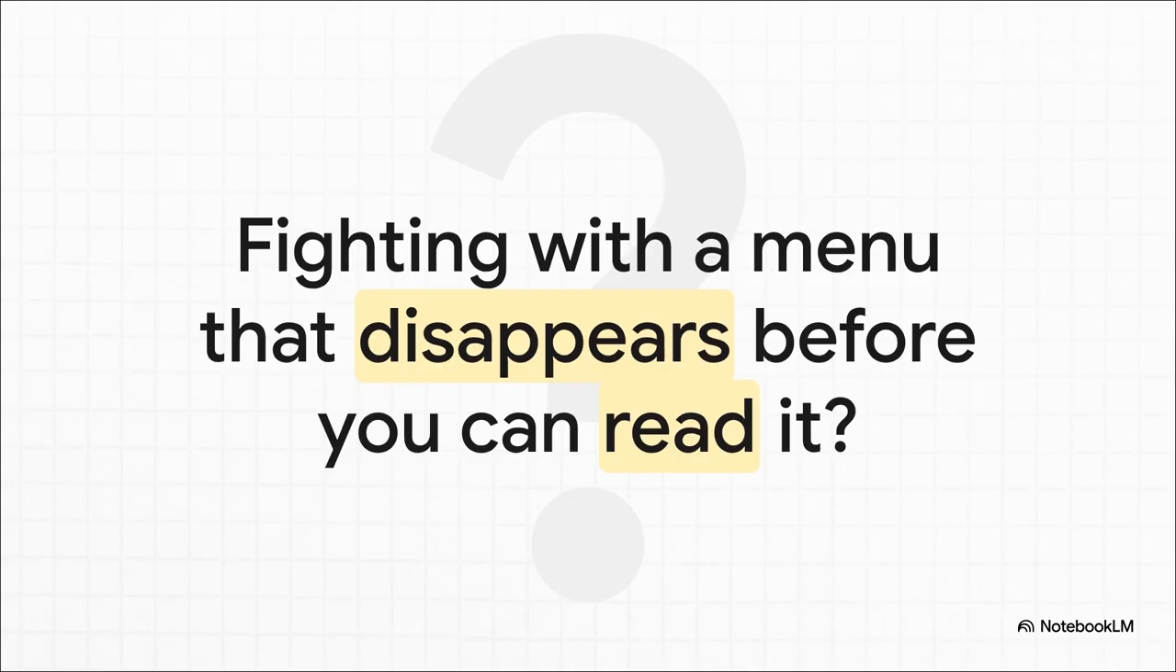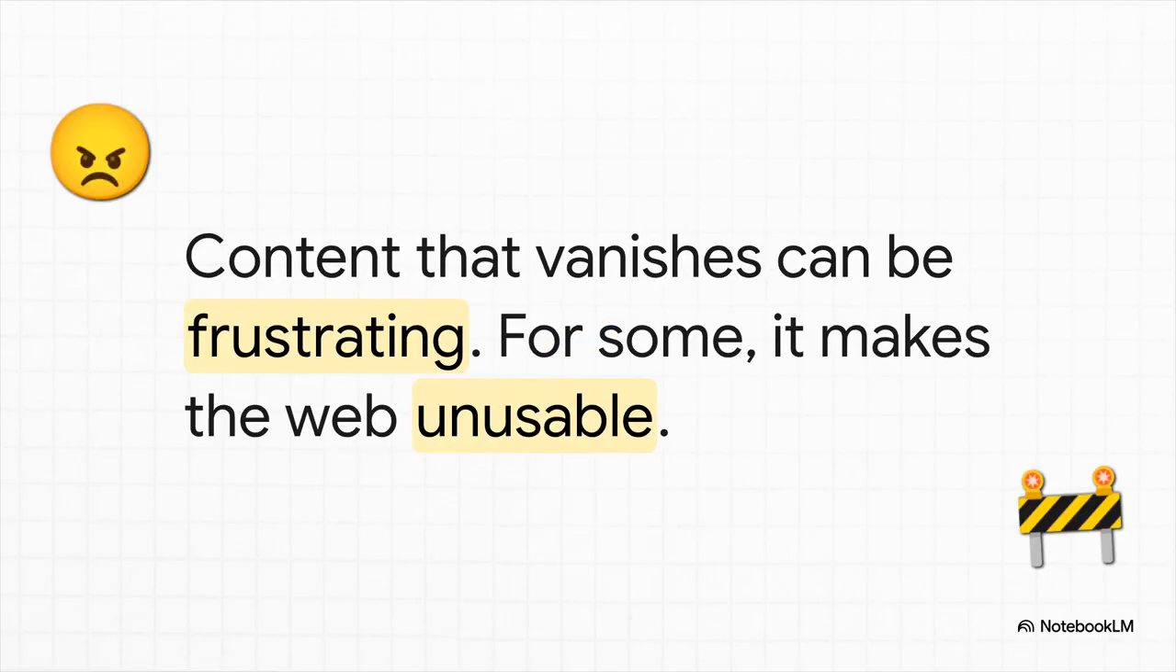Perfect. But then you try to move your cursor over to click on one of those options, and poof, the whole thing just vanishes. Or maybe a little info box pops up, but it's gone before you could even finish the first sentence. It is insanely frustrating. But here's the thing. This isn't just a minor annoyance, a little design quirk. For millions of people, this exact kind of unpredictable design makes huge parts of the web completely unusable.